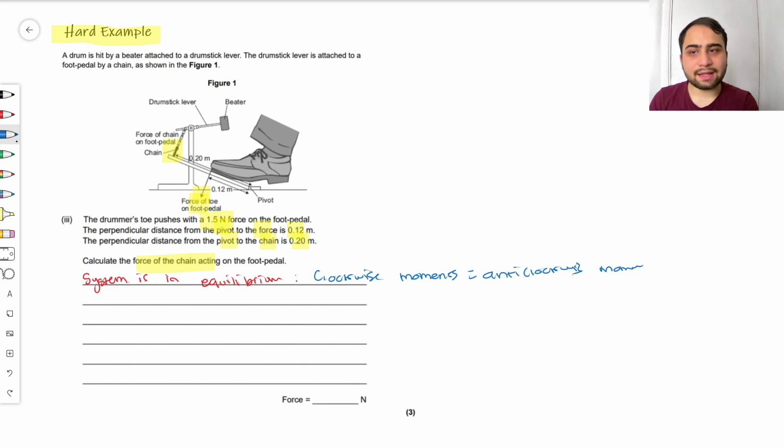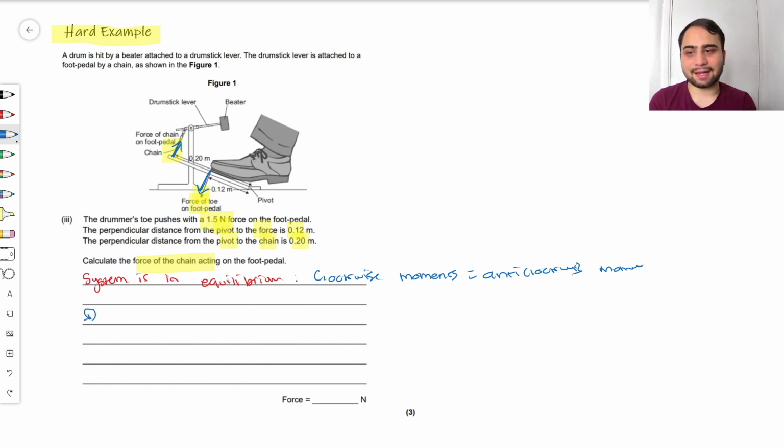So we can see that the force of the chain on the foot pedal is acting upwards, and that the force done by the toe is acting downwards. So the force of the chain on the foot pedal is part of the clockwise moment, and the force of the toe on the foot pedal is part of the anti-clockwise moment. So let's work out the anti-clockwise moment.